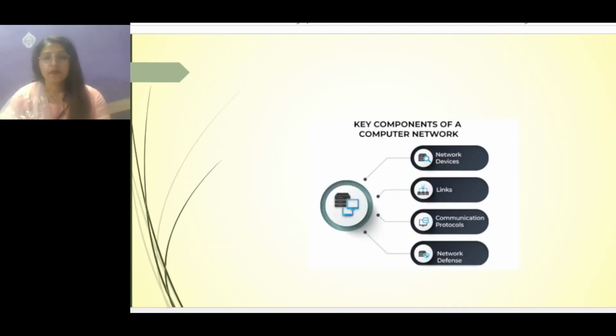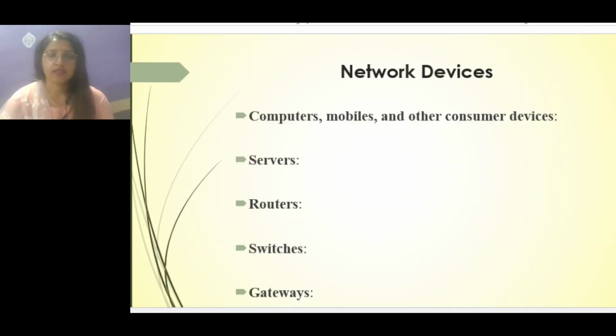So what are the key components of computer networks? Does only a computer play a major role, or are there other things that help it? The key components of computer networks are networking devices, links, communication protocols, and network defense. We'll consider first the network devices. What are network devices? Network devices are the computers, mobiles, and consumer devices.